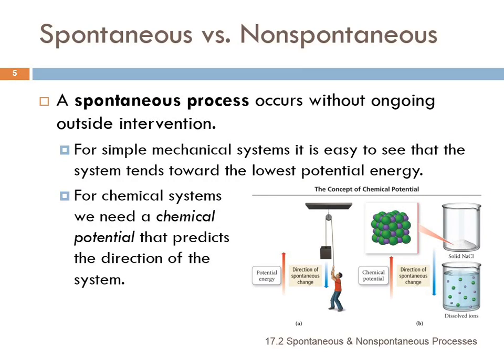Spontaneous versus non-spontaneous. So a spontaneous process occurs without ongoing outside intervention. That's what we mean when we use spontaneous in a chemistry context. So for a simple mechanical system, it's easy to predict spontaneous versus non-spontaneous.